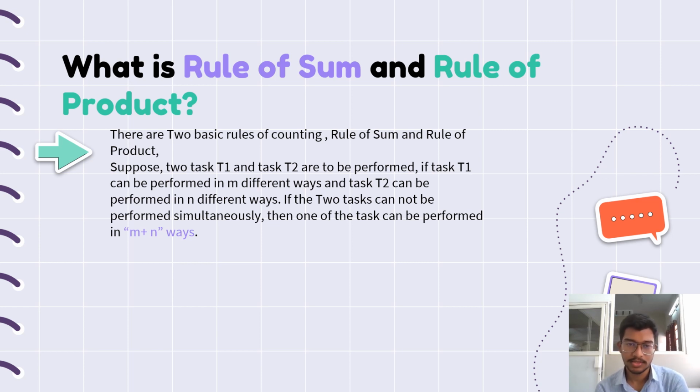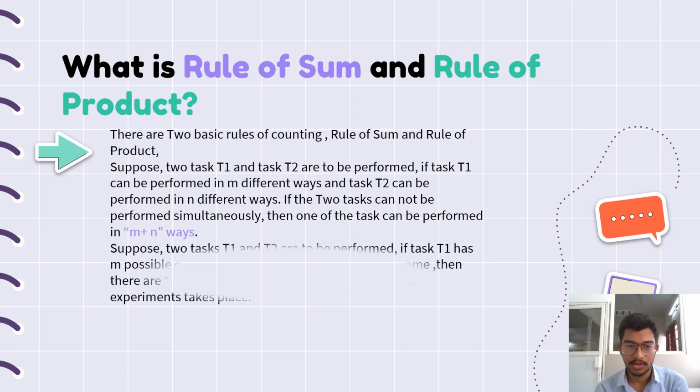Suppose there are two tasks T1 and T2 to be performed. If task T1 can be performed in m different ways and task T2 can be performed in n different ways, and if the two tasks cannot be performed simultaneously, then one of the tasks can be performed in m plus n ways. This is the rule of sum.